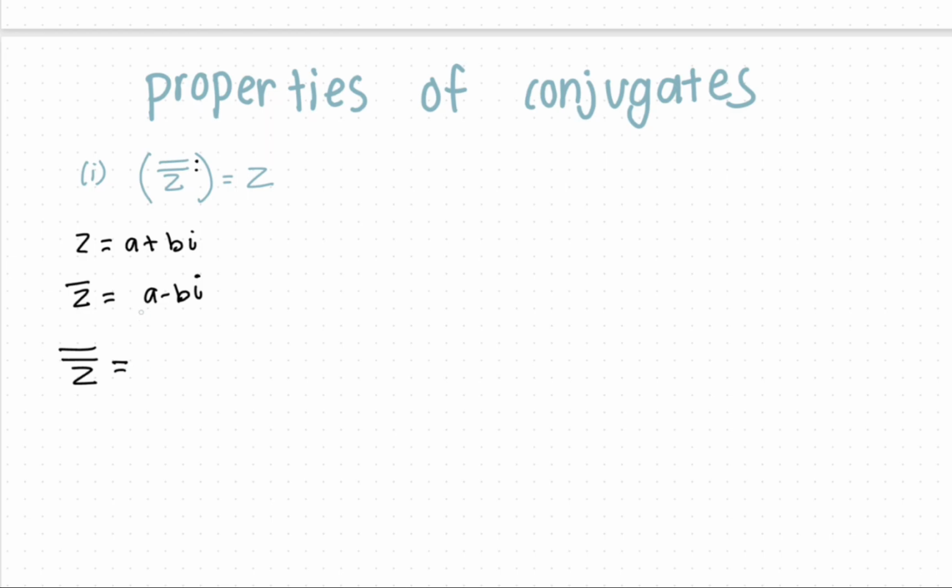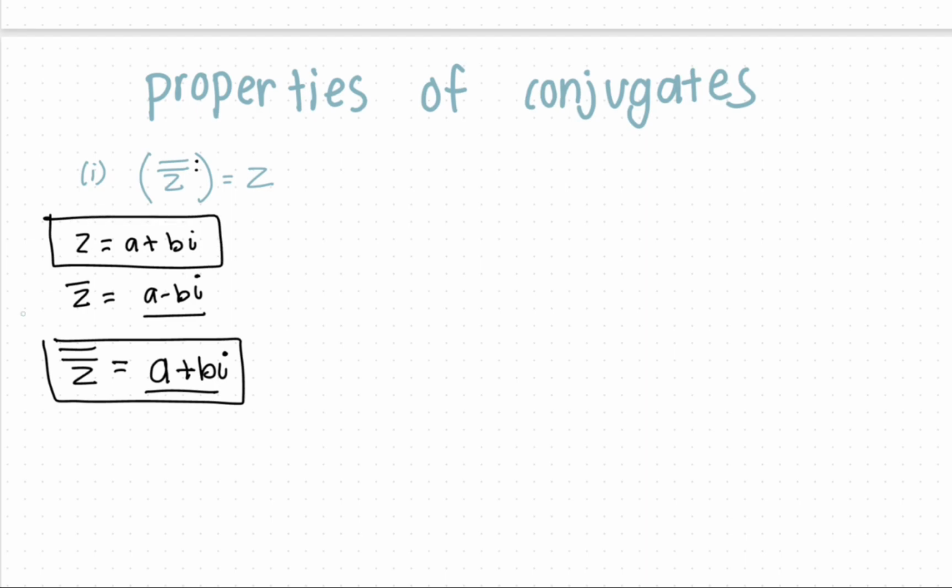So now we are going to find the conjugate of this. Well, the conjugate of this is simply A plus BI. We just switched that sign. And what do you notice? Well, we see that this double conjugate, A plus BI, is equal to the original complex number we had, which is also A plus BI. Hence, this property is true for all complex numbers.